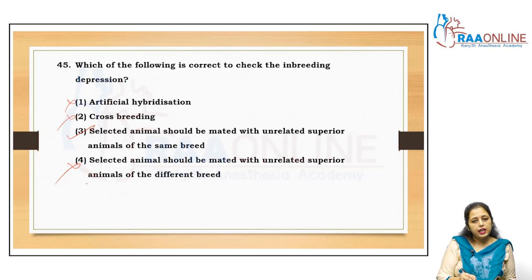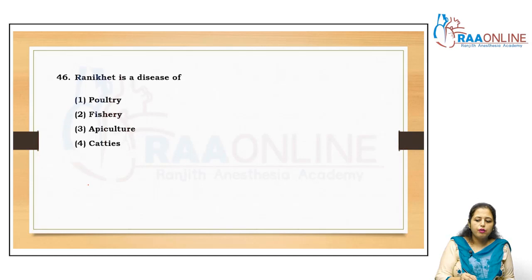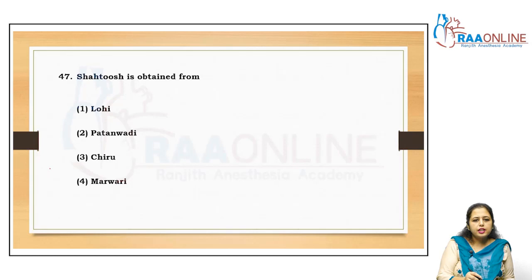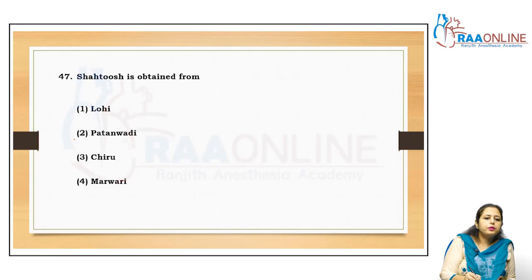Come to the next, that is 46. Ranikhet disease is a poultry disease. It's very famous actually. Ranikhet disease is the poultry disease, right? Shahtoosh is obtained from the chiru, right? That shahtoosh is obtained from the chiru. What is that shahtoosh?